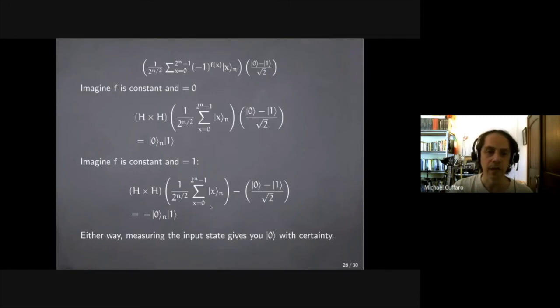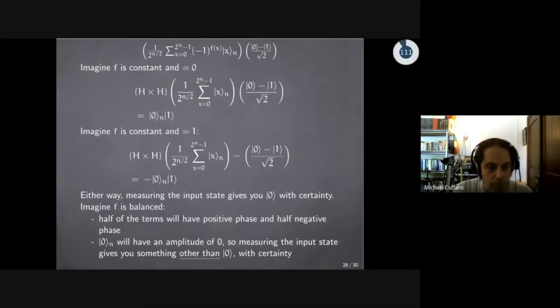And so either way, in the case where it's constant, measuring the input qubits, the n input qubits, will give you 0 with certainty, because the overall phase factor is not going to matter for the purposes of our measurement.